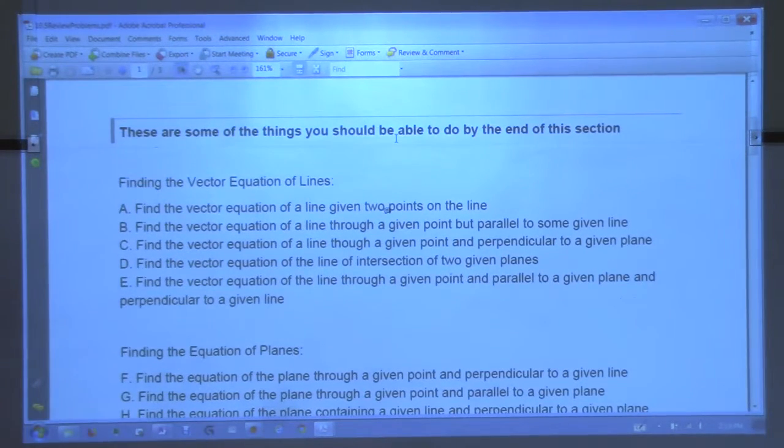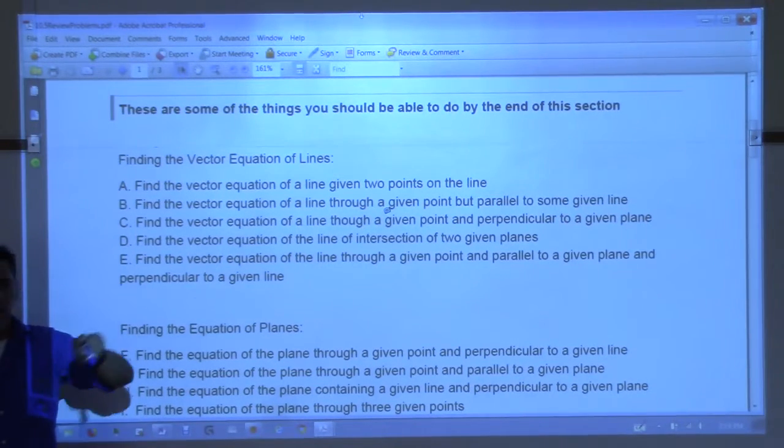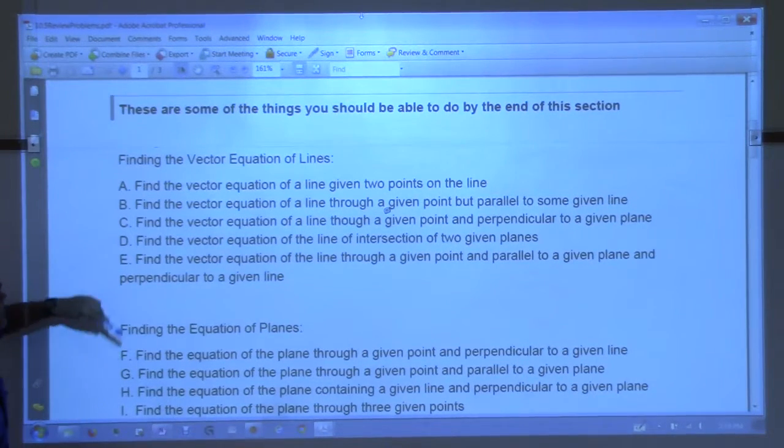So here are some things now that we should be able to do. First, in terms of finding vector equations of lines, we should be able to find the vector equation of a line if someone gives us 2 points. If I gave you 2 points right now, you should be able to give me the vector equation of the line going through those 2 points. You should be able to find the vector equation of a line through a given point but parallel to some other line. You should be able to find the vector equation of a line through a given point and perpendicular to a plane.